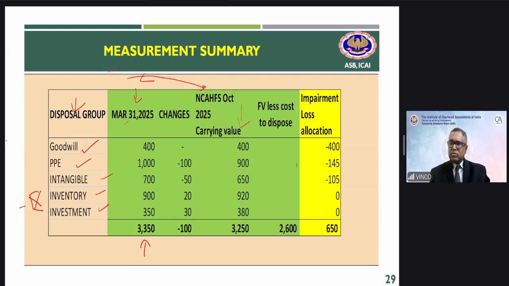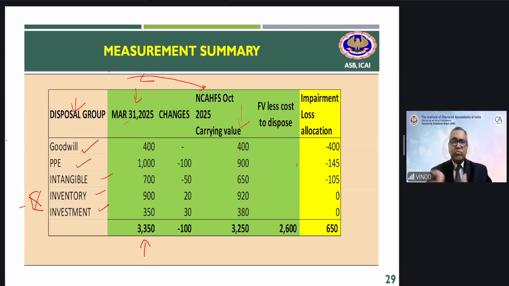Depreciation stops from October 2025. But in October 2025, 650 rupees of impairment is happening because the valuer says that your book value is too high, you will not get that much. It is only 2,600 value. So for the 650 rupees, I have to pass a journal entry, debit impairment loss and credit all these assets for 650 rupees.